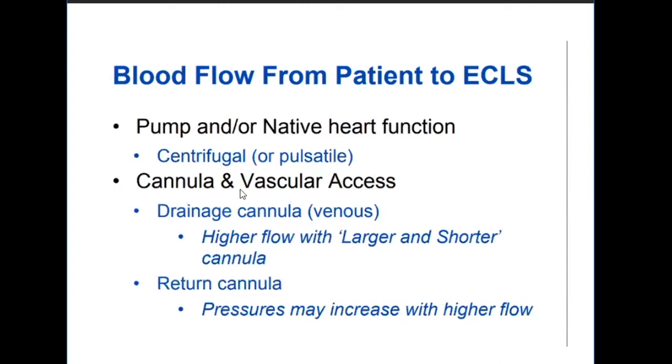If you have a larger cannula, you can have a better flow. If you have a better preload, then you have a better flow. Also, if you have a larger return cannula and less afterload, then you have a better flow. So we can see that the flow is determined by the pump, by the native heart function, by the size of the cannula, and by the preload and afterload in the ECMO setting.